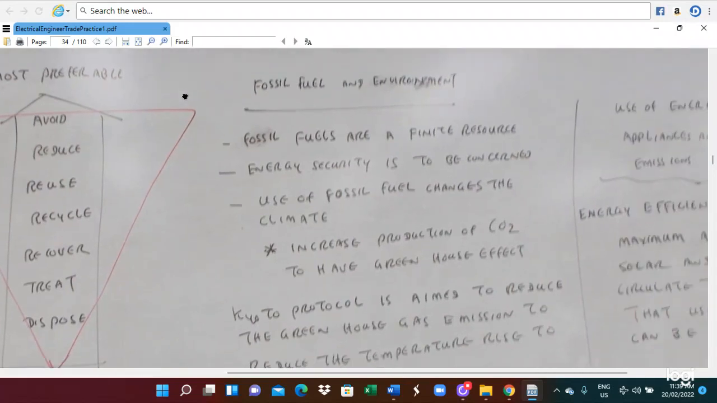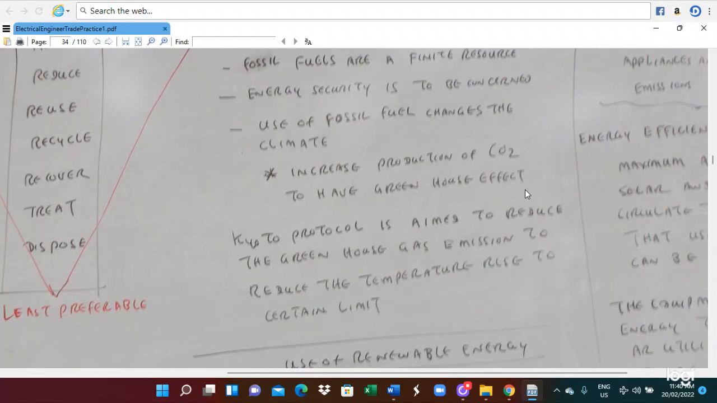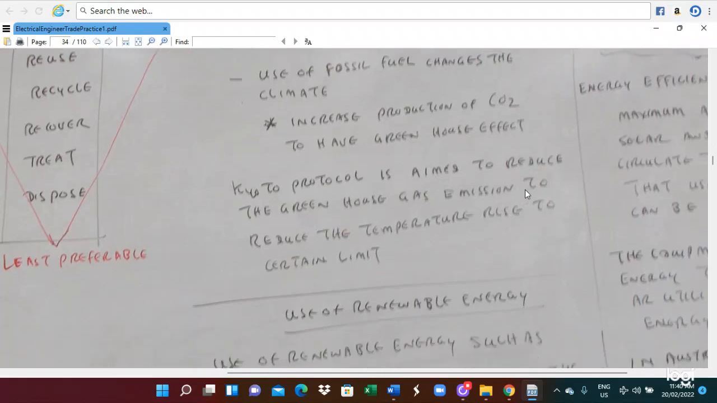Fossil fuels are finite, and energy security is a concern. The use of fossil fuels changes the climate because they produce a lot of greenhouse gas. They also increase the production of carbon dioxide, causing the greenhouse effect. Therefore, the Kyoto Protocol aims to reduce greenhouse gas emissions to limit the temperature rise. So these are the ways we need to follow the Kyoto Protocol.